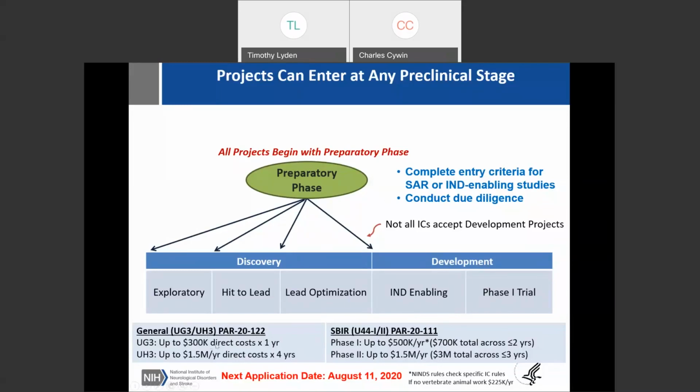Likewise, if you come in greater than $500,000 in direct costs in any year of the UG3/UH3 mechanism, you need to be talking to me 6 to 8 weeks ahead with detailed budgets in hand so that I can get approval for that, and then we'll have to talk about the justification for those. So definitely, if you're thinking about that, talk to me early so we can get that done. These are total costs versus direct costs, so keep that in mind.